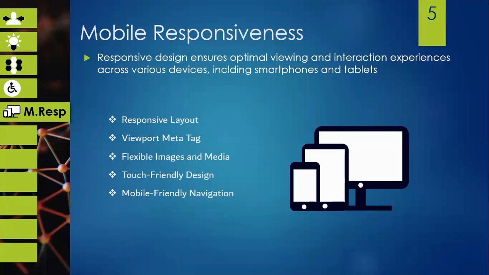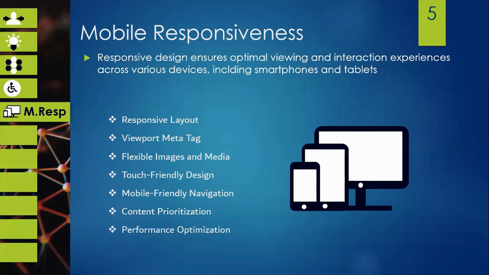Mobile-friendly navigation. We should simplify navigation menus for mobile devices using hamburger menus, expandable accordions, or tab interfaces. We're doing this this semester, of course. And content prioritization. Prioritize and streamline content for mobile devices, focusing on delivering essential information and functionality upfront. Consider hiding non-essential elements or secondary content behind collapsible sections or expandable accordions to reduce clutter and scrolling.